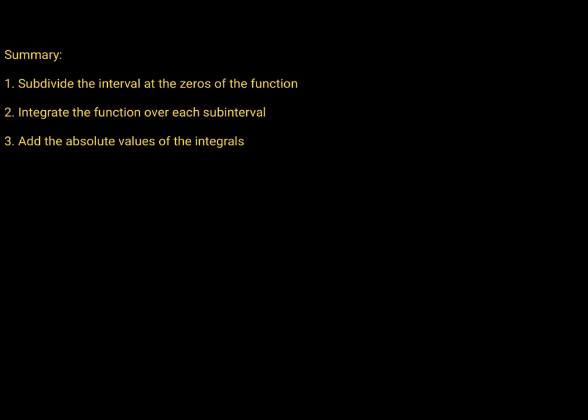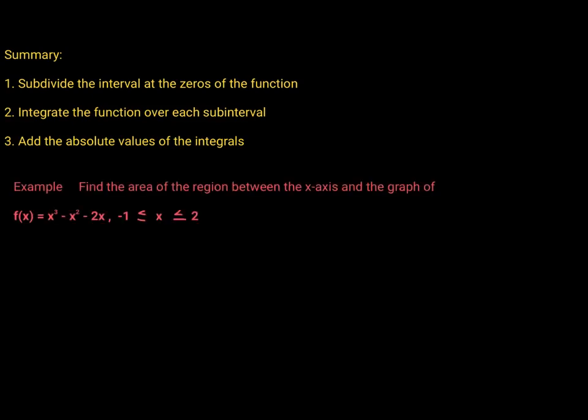So for example, find the area of the region. Stop right there. Once they say find area, we know we want a non-negative, a positive answer, right? Because area is always non-negative. So find the area of the region between the x-axis and the graph of this cubic polynomial function, x cubed minus x squared minus 2x, over the interval from -1 to 2.